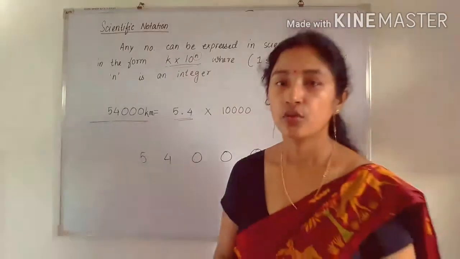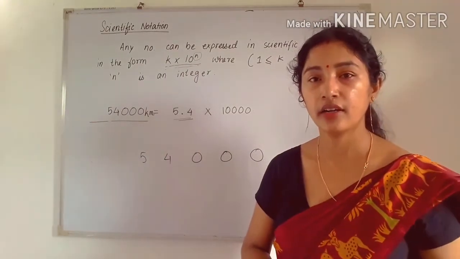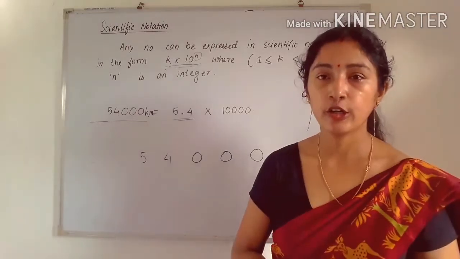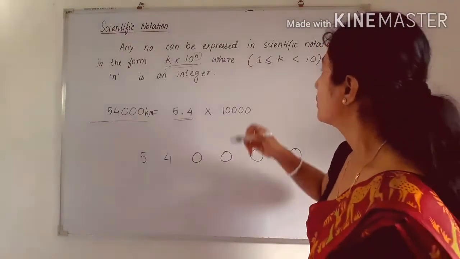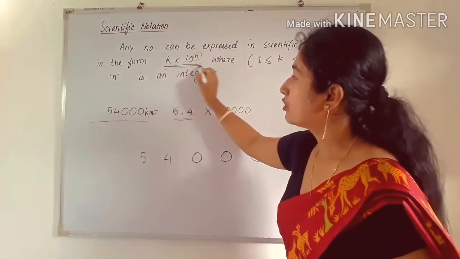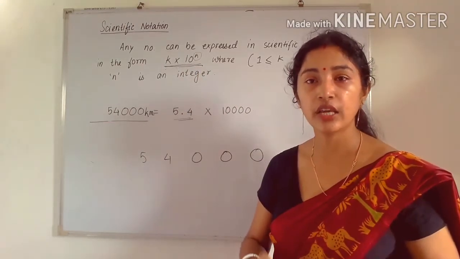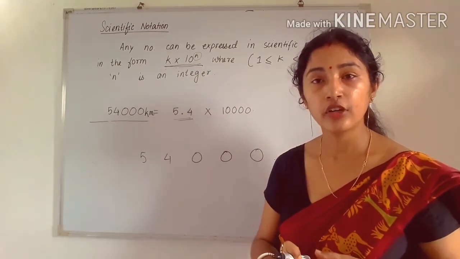Okay. So the last topic of this chapter is scientific notation. Any number we can express in scientific notation. So what is the scientific notation? It is k into 10 to the power n. Any number, suppose any 2-digit number or 3-digit number, we can express it in scientific notation.